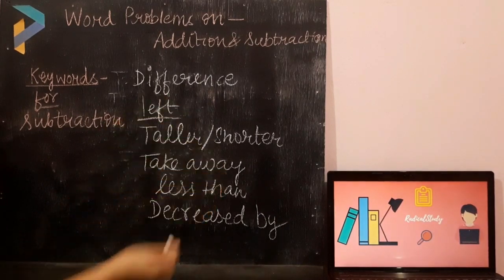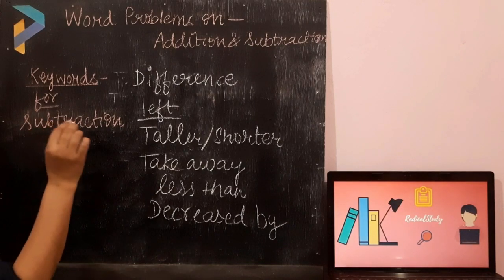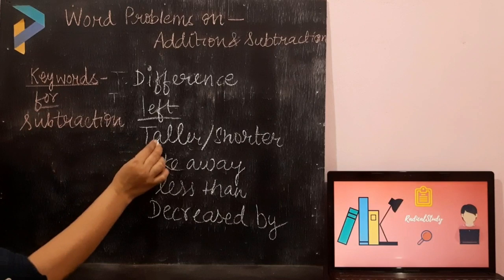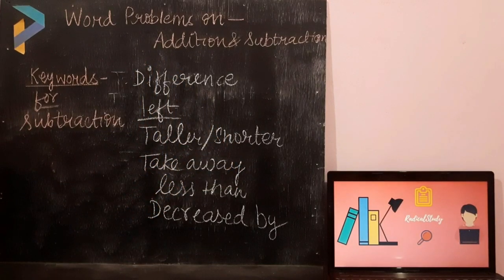For example, Neha has 23 toffees. She gave 5 toffees to her brother. Now how many toffees are left with Neha? यानी कि नेहा के पास कितनी toffees बची? That means what you have to do? You have to subtract. Now the next term is taller or shorter. If I say to you, Rohan's height is 5 feet 6 inch.